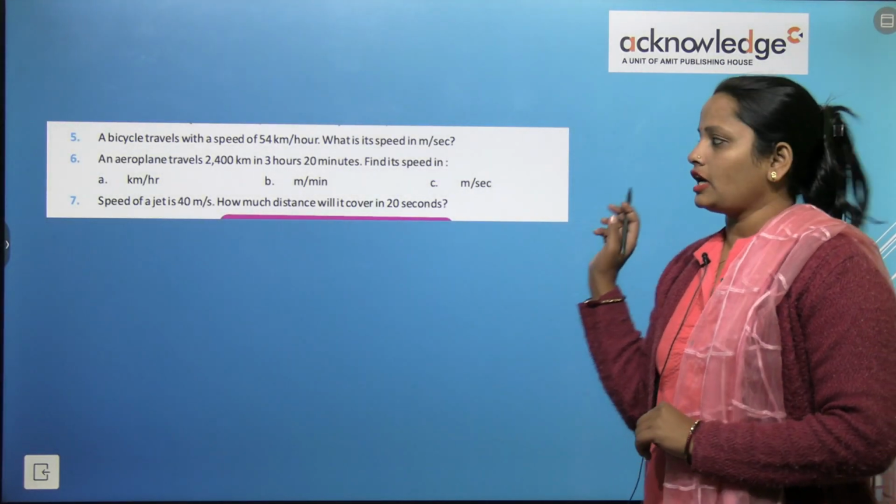So similarly, children, you have to do these given word problems. And with this, we have completed the chapter. I hope that you have understood it.